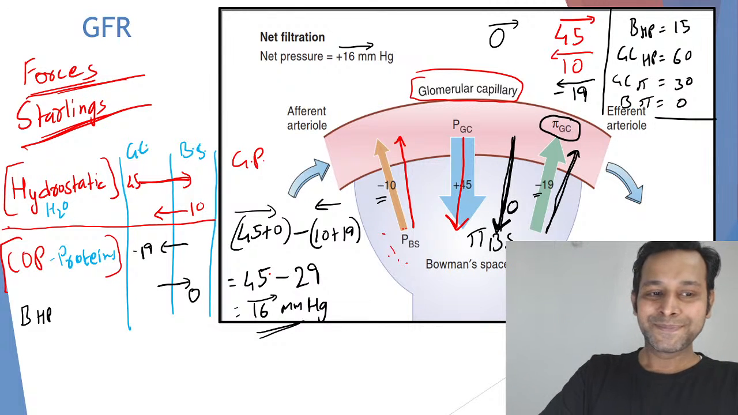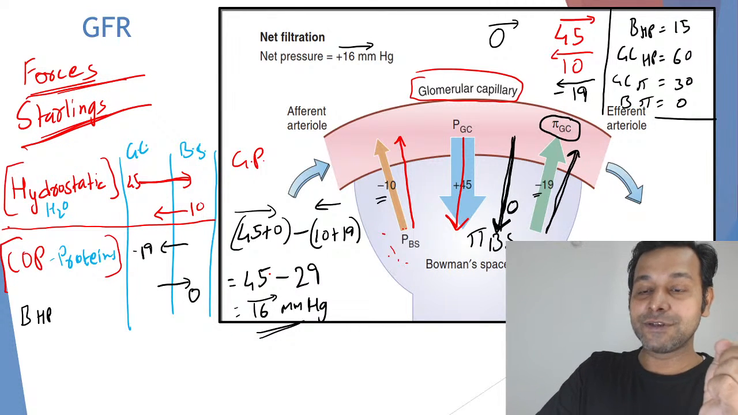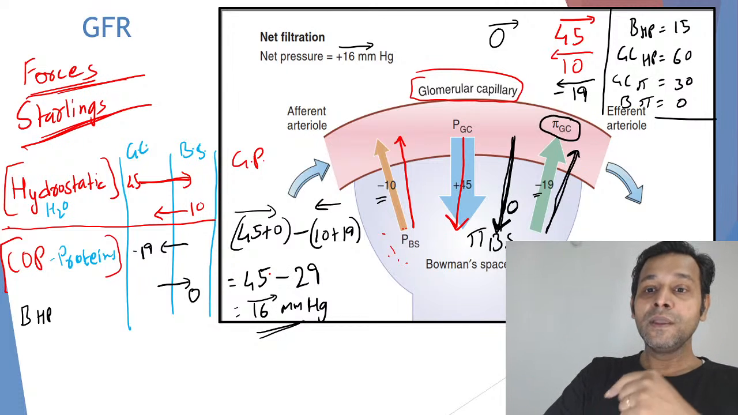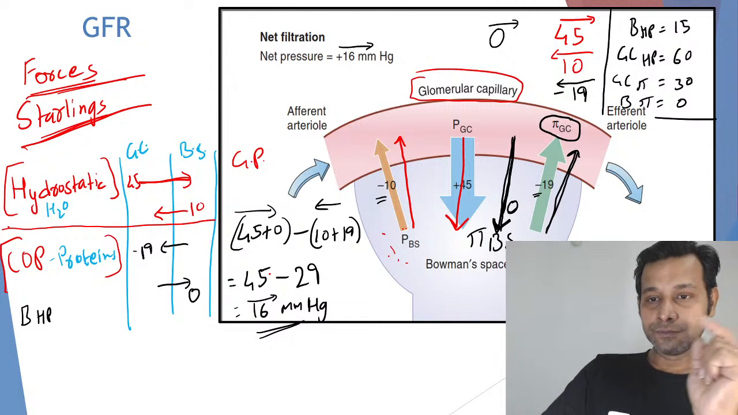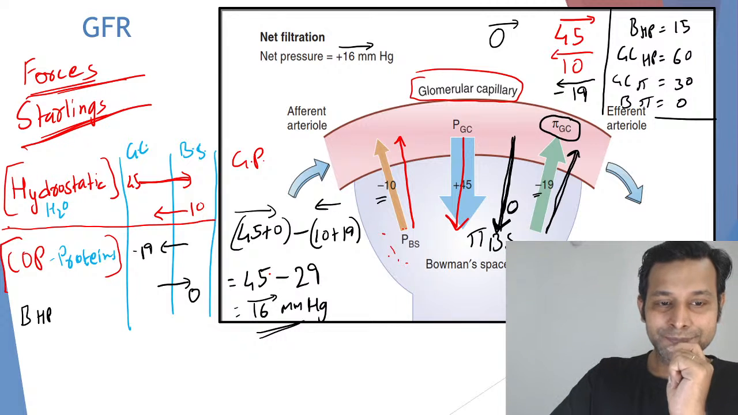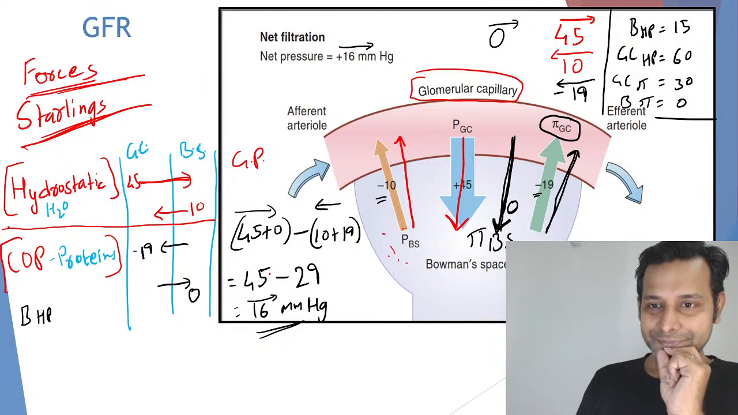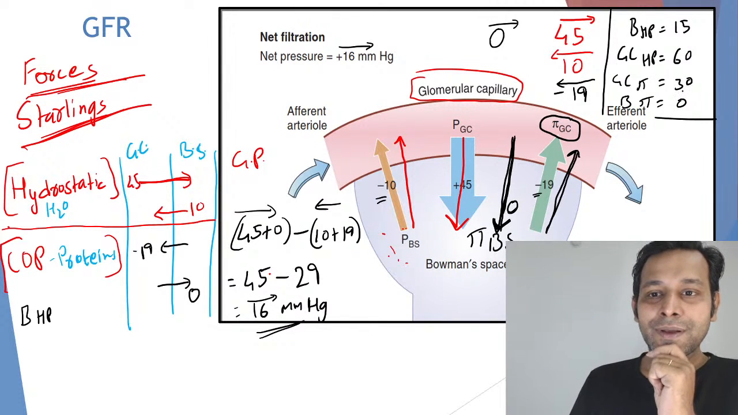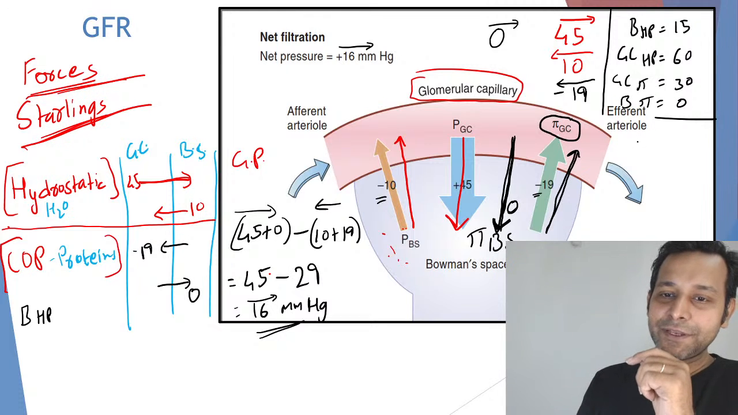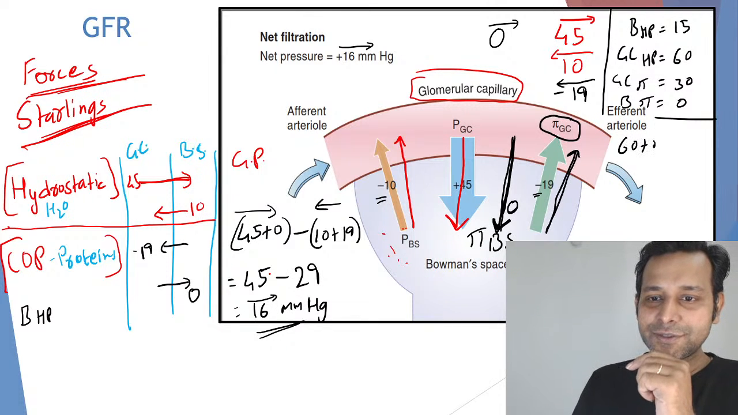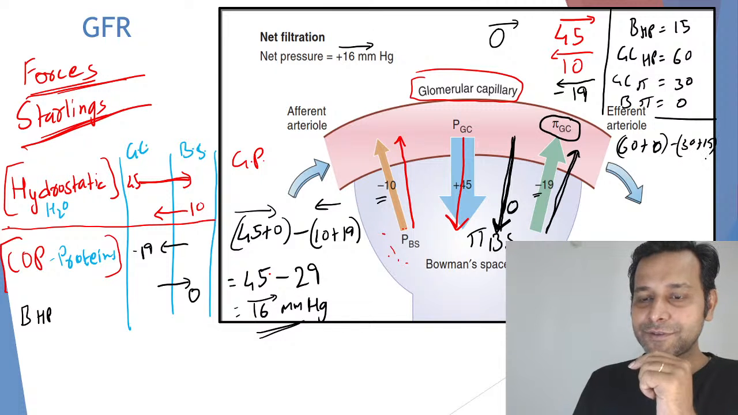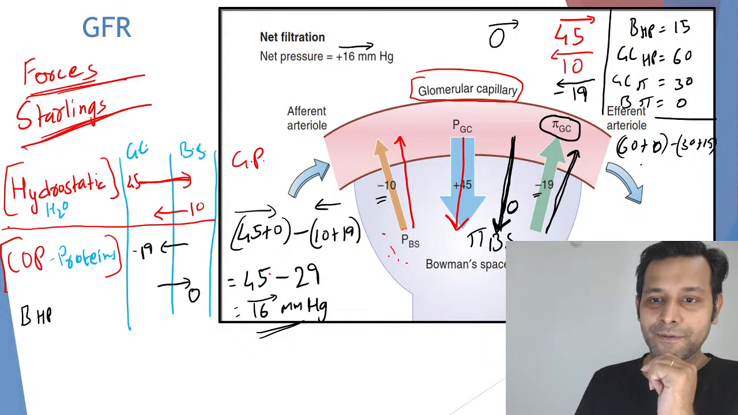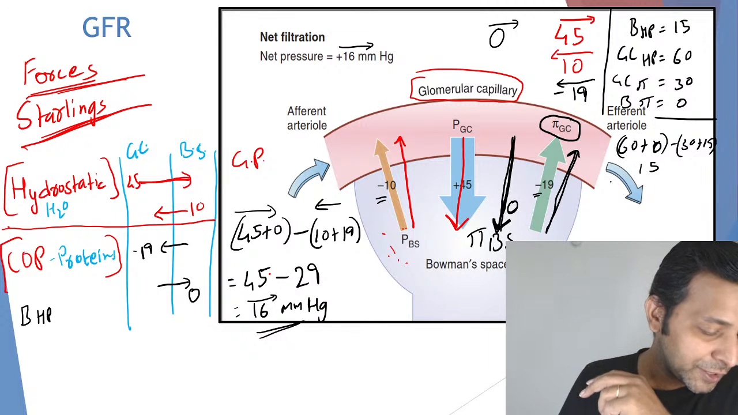Bowman's space hydrostatic pressure 15, GC hydrostatic pressure 60, Bowman's space oncotic 0, GC oncotic 30. 60 plus 0 minus 30 plus 15. Very good. 60 plus 0 minus 30 plus 15. So the answer will be yes, 15 mm. 60 minus 45.